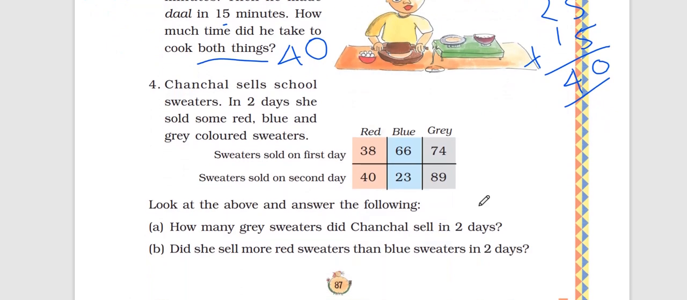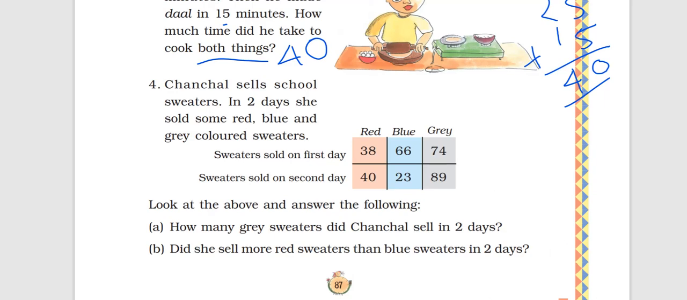Chanchal sells school sweaters. In 2 days, she sold some red, blue and grey colored sweaters. Sweaters sold on the first day are as follows. Red is 38, blue is 66, gray is 74. Sweaters sold on the second day: red is 40, blue is 23 and gray is 89. Okay, how many gray sweaters did Chanchal sell in 2 days?